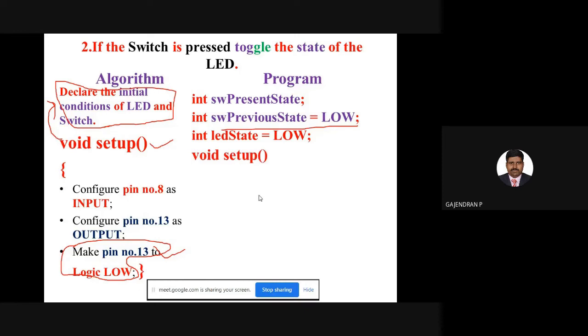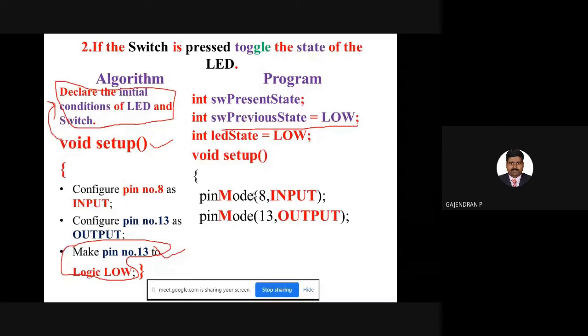Now we come to the void setup portion. I hope this is clear. The 8th pin we configured as an input, the 13th pin as an output, and then immediately made the pin low. Is it okay so far? So in void setup, we made the 8th pin an input, the 13th pin an output, and digital write as low, with a few declarations above void setup. While you read the loop program, you will come to know why we declared those things.